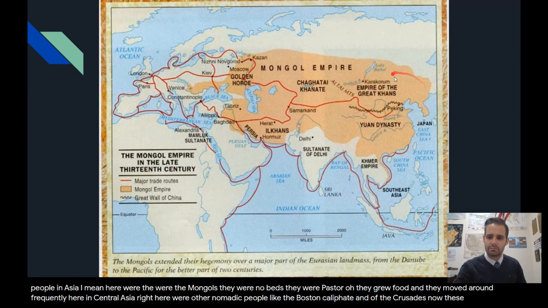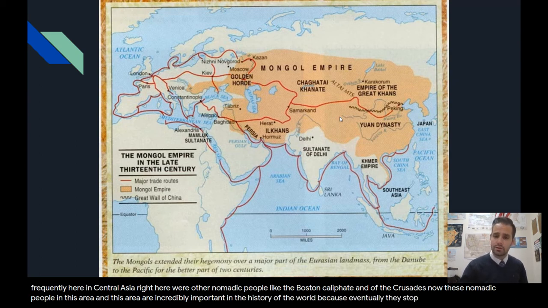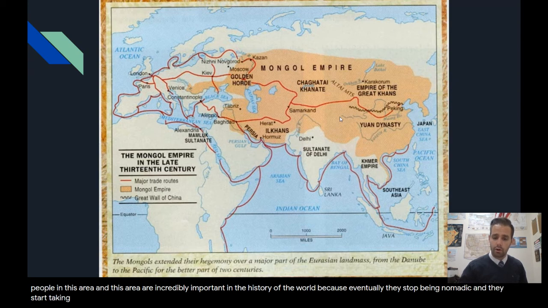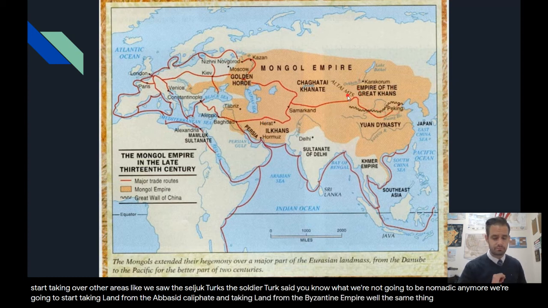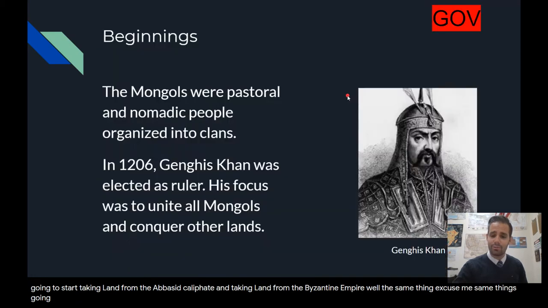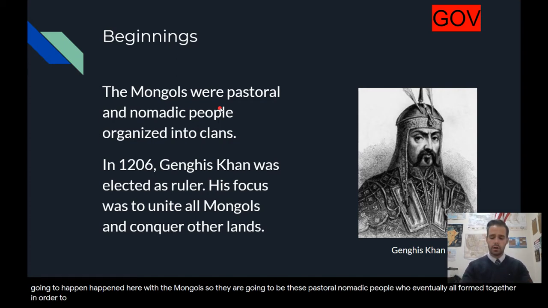Now, these nomadic people in this area and this area are incredibly important in the history of the world, because eventually they stop being nomadic and they start taking over other areas. Like we saw the Seljuk Turks. The Seljuk Turks said, you know what? We're not going to be nomadic anymore. We're going to start taking land from the Abbasid Caliphate and taking land from the Byzantine Empire. Well, the same thing is going to happen here with the Mongols. So they're going to be these pastoral nomadic people who eventually all form together in order to start taking over land. Now, what brings them together?